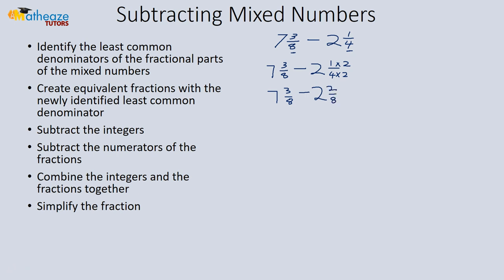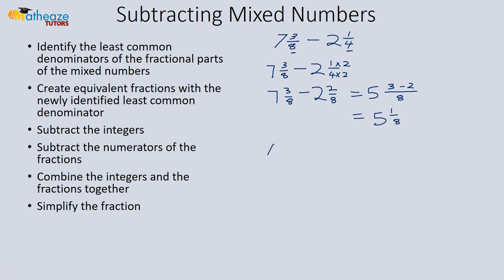So now we have created the equivalent fraction, and the first step is we're going to subtract the integers. That gives us 5. Now we have a common denominator of 8, and so we have 3 minus 2. This is going to give us 5 and 1/8.